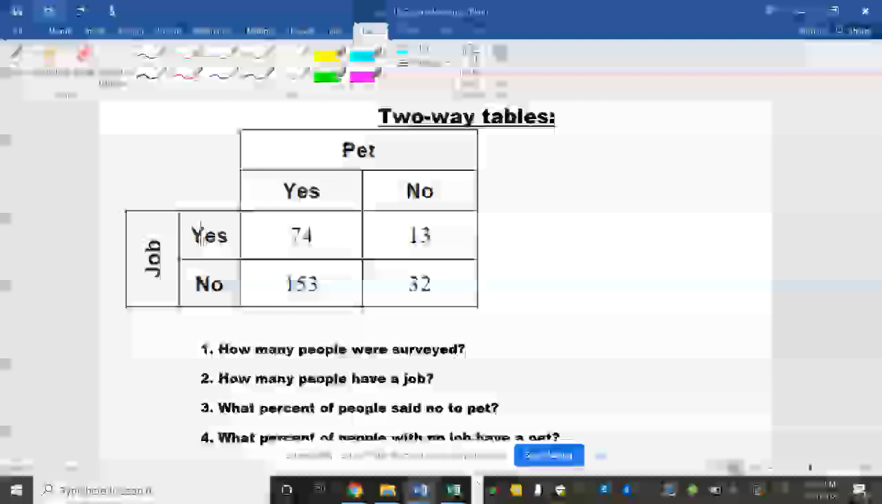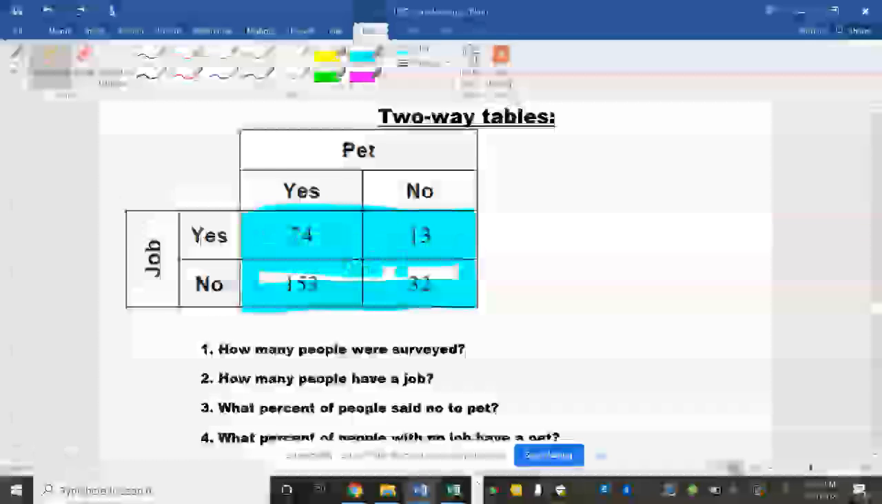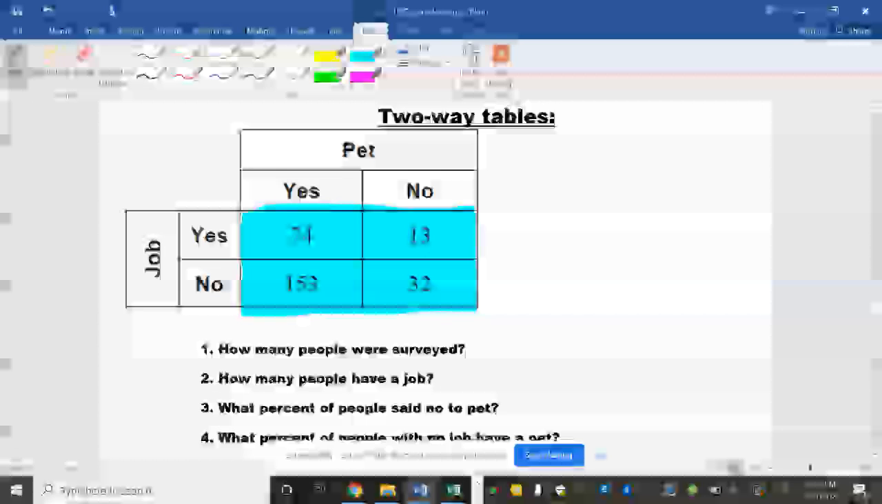So let's start by defining these numbers in the middle. Basically your data numbers. These are called your joint frequencies. Those are the ones that are related to both categories. For example, 74 people, yes, have a pet and yes, have a job, right? Kind of like a multiplication table, you follow the square. So 74 people said, yes, I have a job, and yes, I have a pet. These are called your joint frequencies.